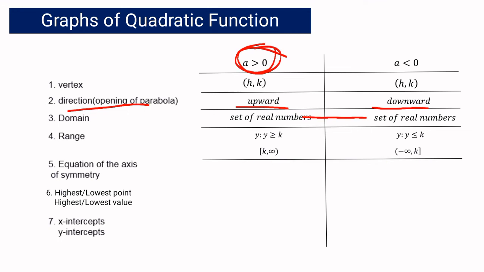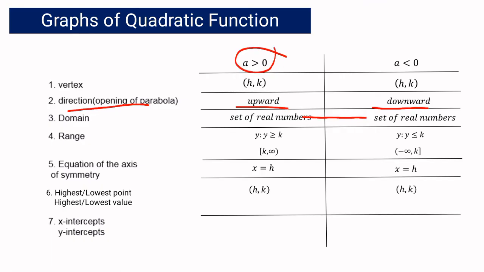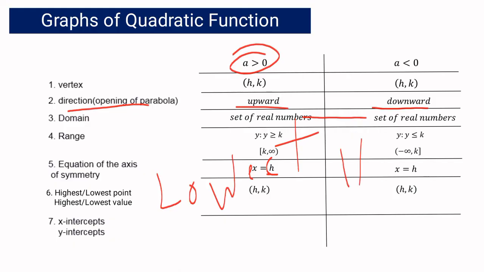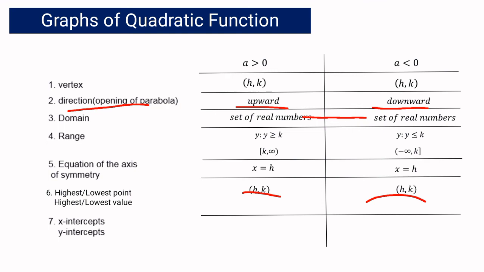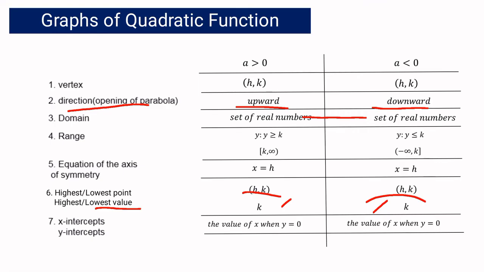And the equation of the axis of symmetry has something to do with the value of h. So x is equal to the value of h. Again, highest or lowest point. If a is greater than 0, the vertex is at the lowest, and if a is less than 0, it is at the highest. So again, it is the coordinates of the value of h and k. And if we talk of the value and not the point, it has something to do with the value of k. And the x-intercepts are the values of x when y is equal to 0.